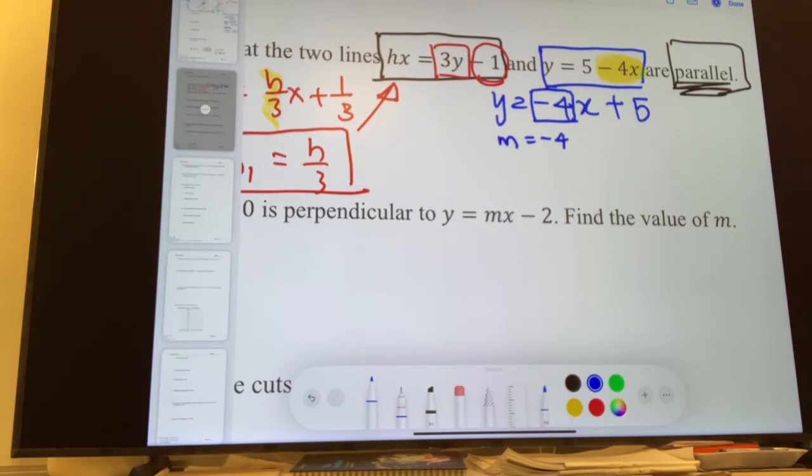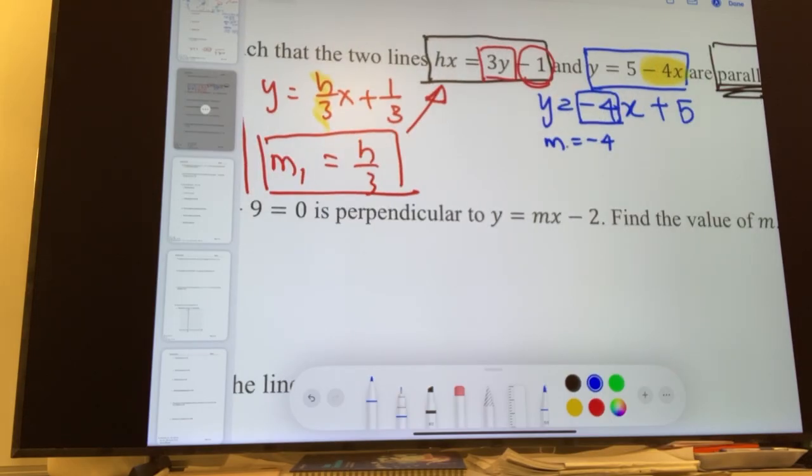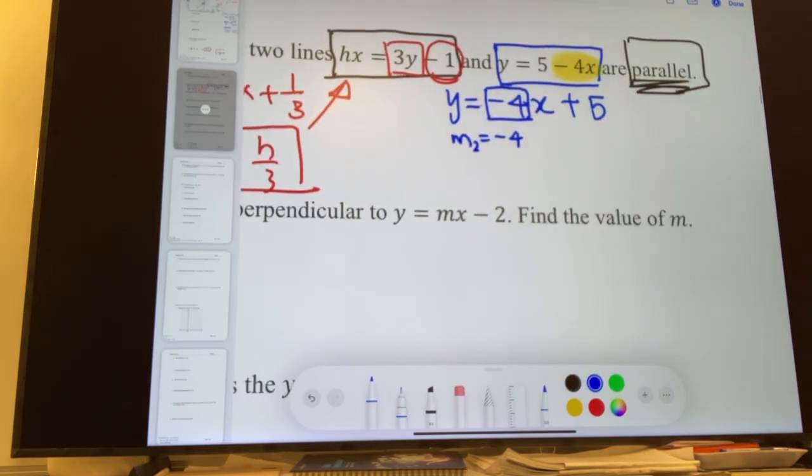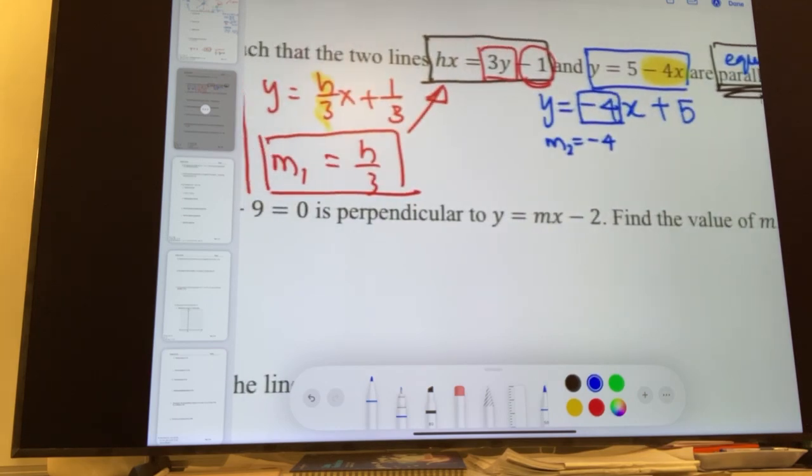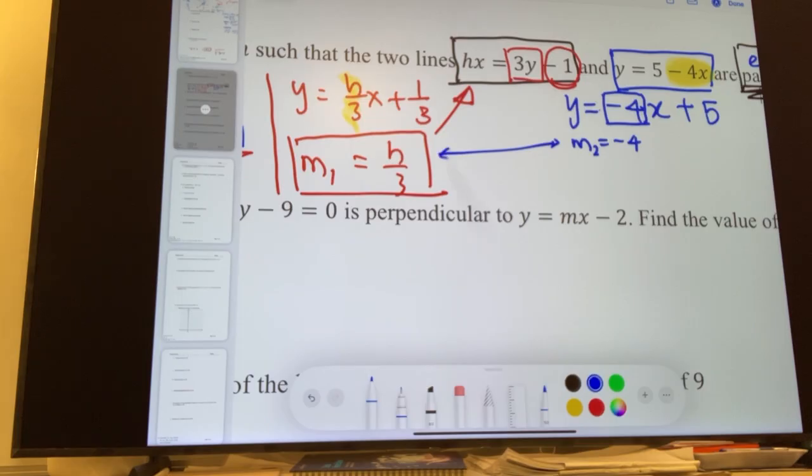Now, I have two equations in here. I have m1 and I call this m2. So this one is equal, right? Yeah. So if they are parallel, that means equal gradient. So that means these two should be equal. So I will write h on 3 is equal to minus 4 because they are parallel. That means the gradient has to be equal.